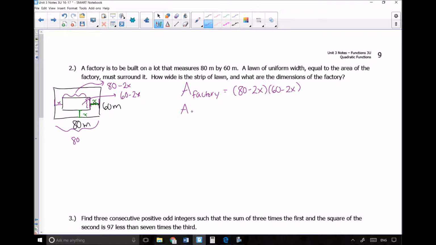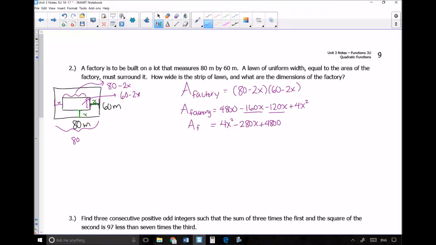So that means the area of the factory, again, is going to be equal to 80 times 60 is 4,800, okay? 80 times negative 2x is minus 160x. Negative 2x times 60 is minus 120x. And then negative 2x times negative 2x is positive 4x squared. When I put everything together in descending order, I end up getting 4x squared. These guys right here get put together, I get minus 280x, and then I have a plus 4,800 left over. And that's the area, again, of my factory.